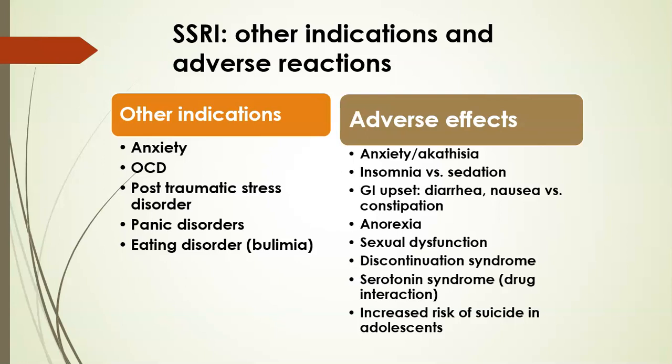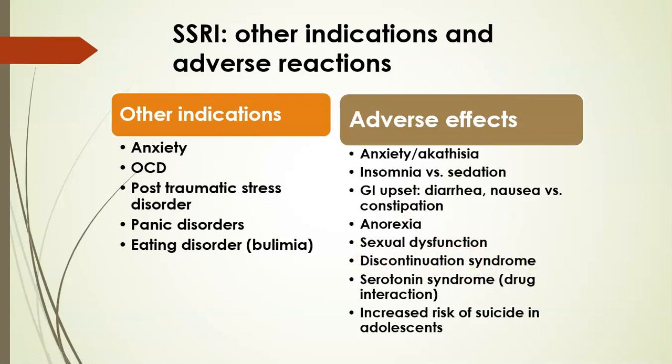So for this reason also, the FDA has issued a black box warning for SSRIs for use in teens, right? Because it may actually induce this aggression. Apart from that, it can also cause insomnia, although in some cases it may cause sedation. It can cause GI upset, anorexia, sexual dysfunction, discontinuation syndrome, right?